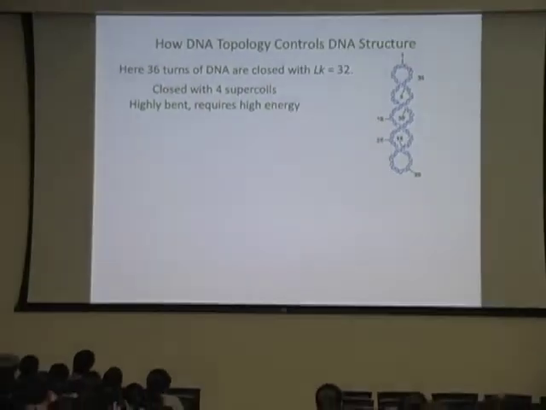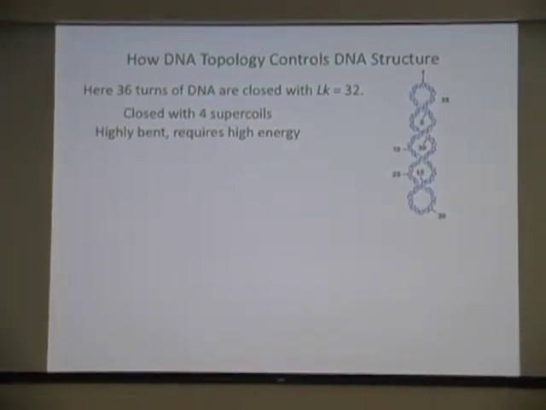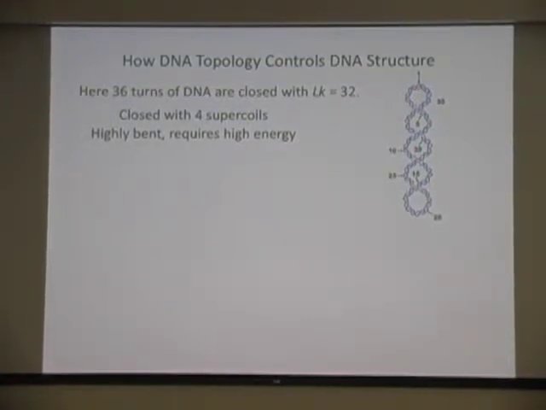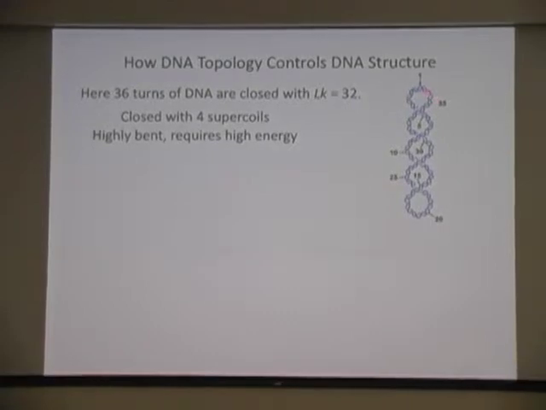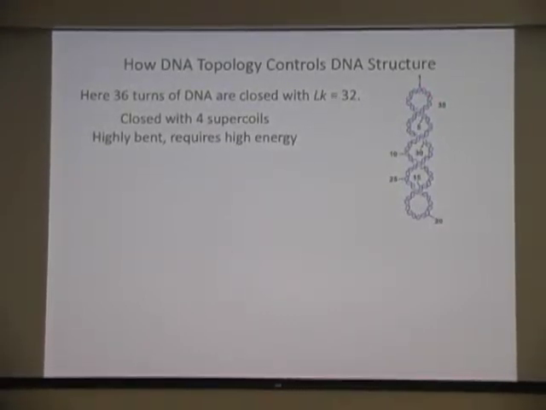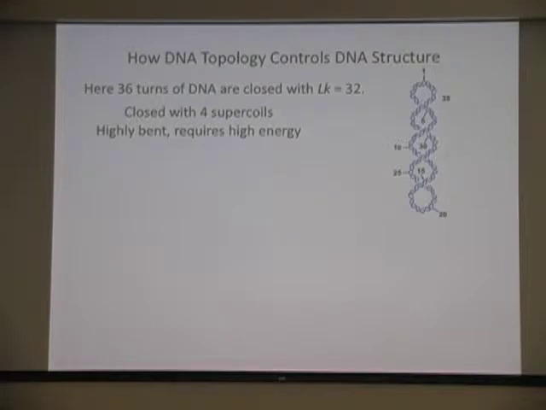Now, back to the topology, how topology can drive this process. So here's a situation where you have a molecule that has 36 turns of DNA, and it's closed with a linking number of 32. So there are four of these supercoils, negative supercoils, in this molecule. And this is a highly bent structure. It requires a fair amount of energy to form.